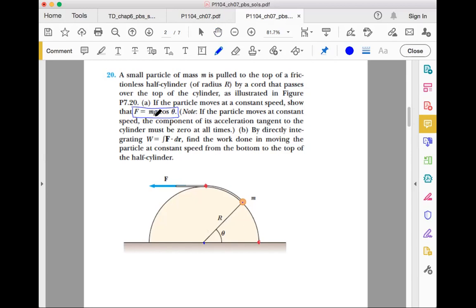In order to get the magnitude of F, obviously we need an equation that involves the forces, and the equation that involves the forces is Newton's second law. So let's apply Newton's second law on the mass m. But before we do that, we have to specify all the forces that are acting on the particle m.